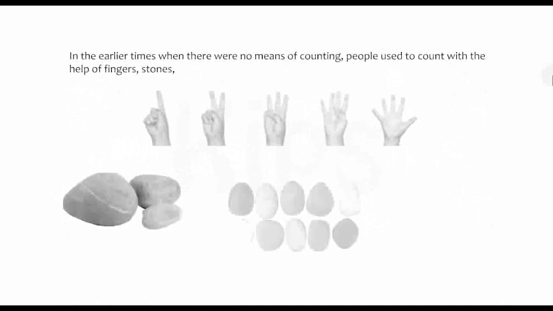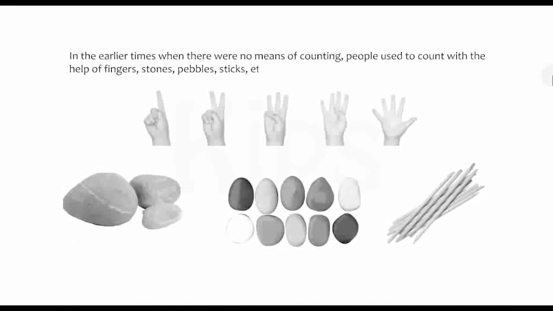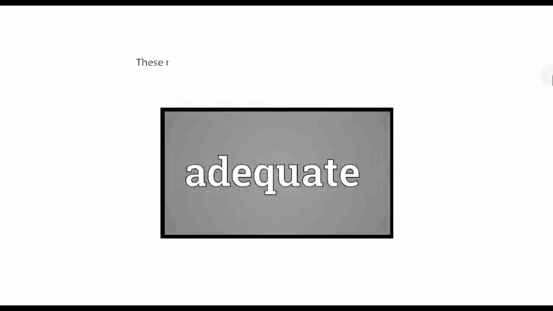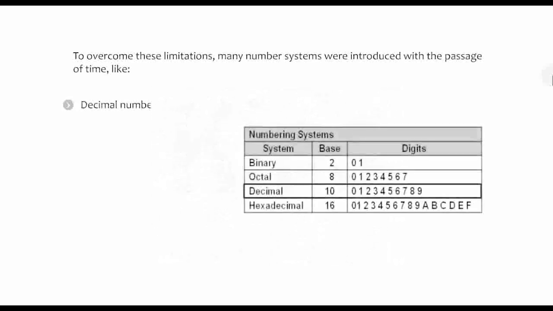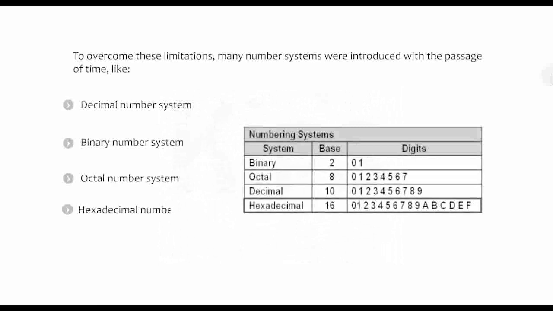In the earlier times, when there were no means of counting, people used to count with the help of fingers, stones, pebbles, sticks, etc. These methods were not adequate and had many limitations. To overcome these limitations, many number systems were introduced with the passage of time, like decimal number system, binary number system, octal number system, hexadecimal number system.